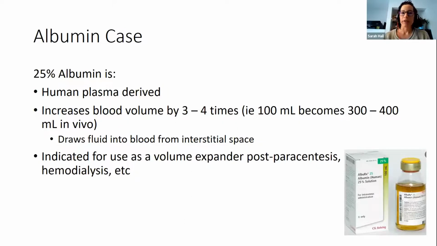So just a reminder, 25% albumin is a human plasma derived product, which increases blood volume by 3 to 4 times. As in, when you infuse 100 mils of albumin, it should become 300 to 400 mils in vivo. This happens by drawing fluid into the blood from the interstitial space, which is why we often use it as a volume extender post-paracentesis, in hemodialysis, and we often see it in a third spacing situation for other reasons.